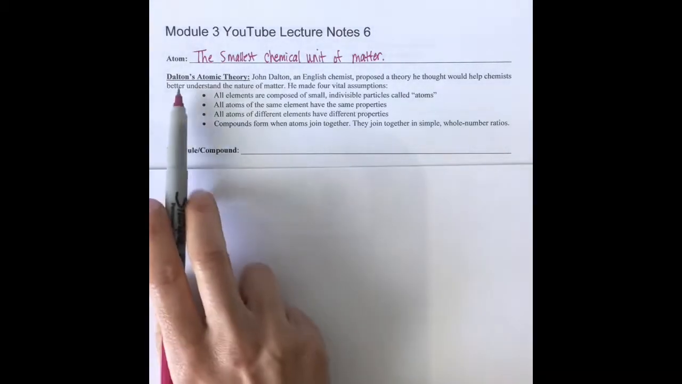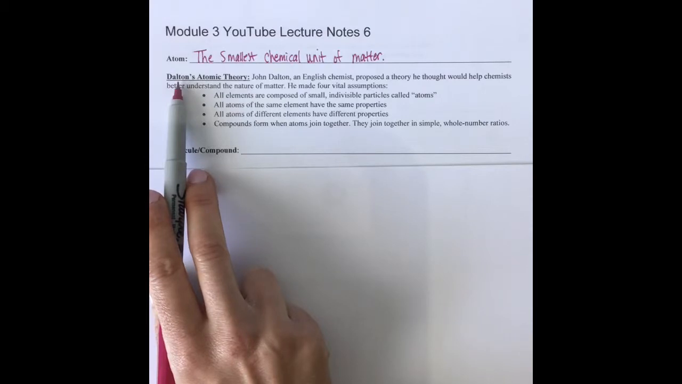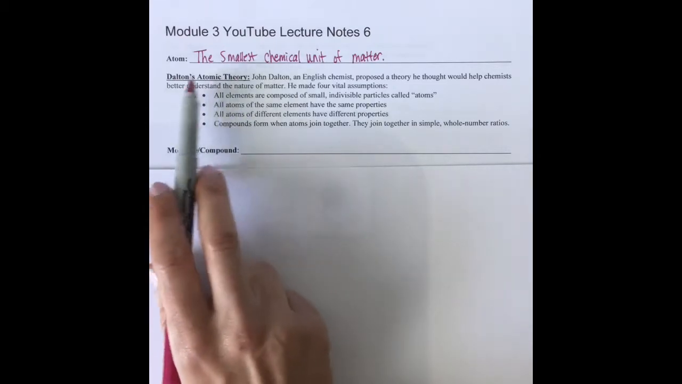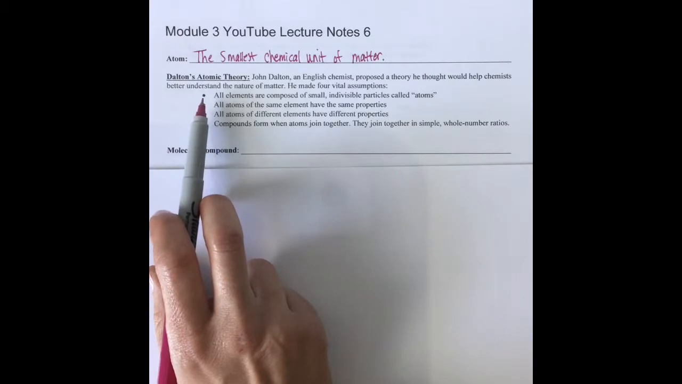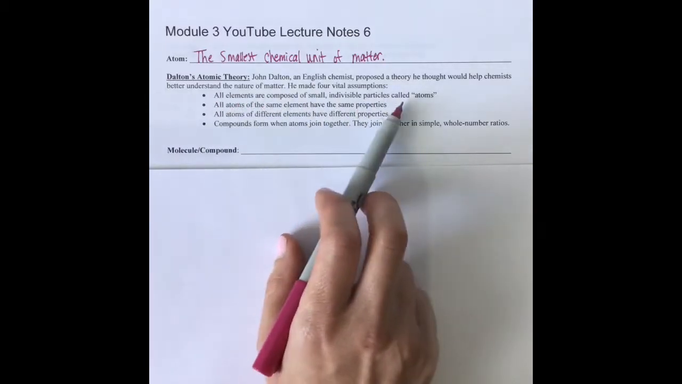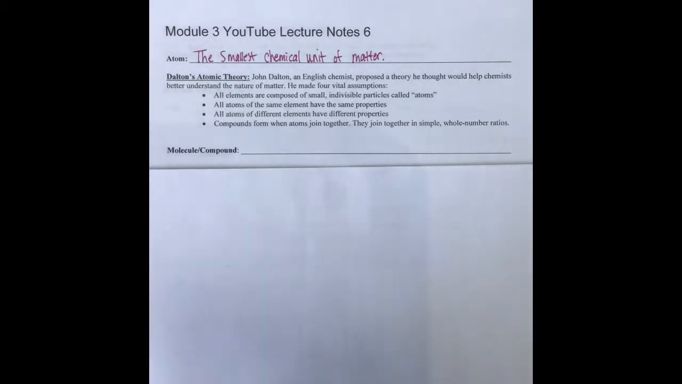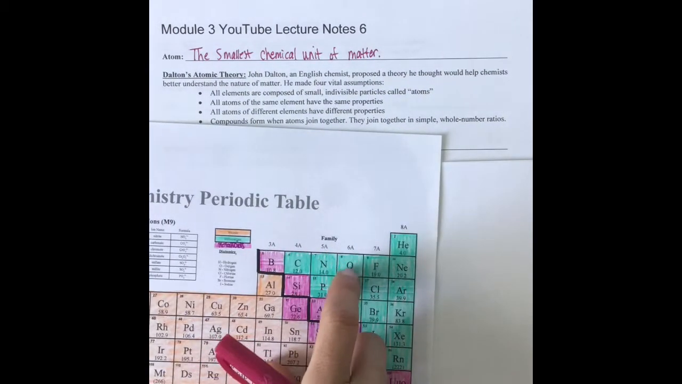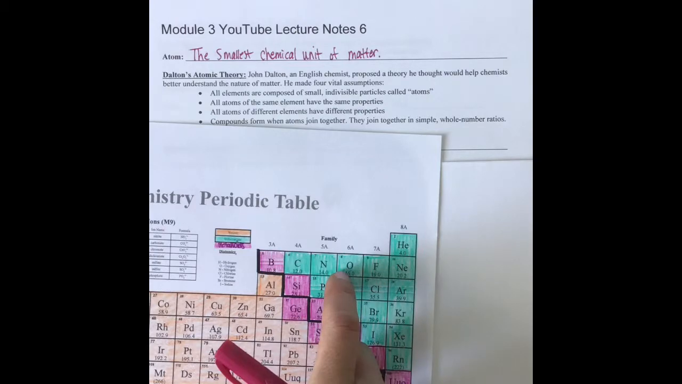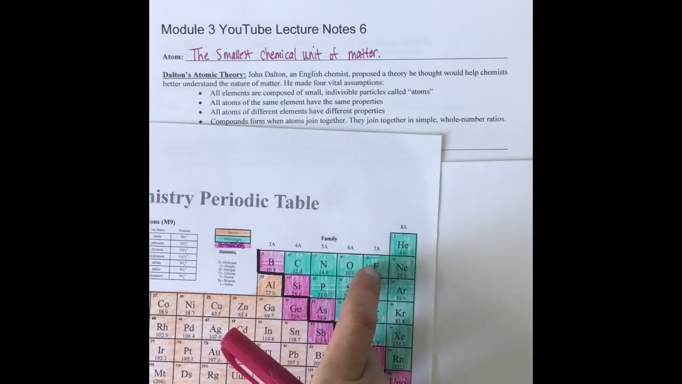Okay? There was a guy a long time ago named John Dalton, and he came up with 4 theories or 4 important points about atoms, and they composed his atomic theory. So let's go through these and make sure you understand what he's actually saying. The first one says that all elements are composed of atoms. So he's saying that these elements on the periodic table are composed of individual atoms. So oxygen would be made up of oxygen atoms. Fluorine would be made up of fluorine atoms.